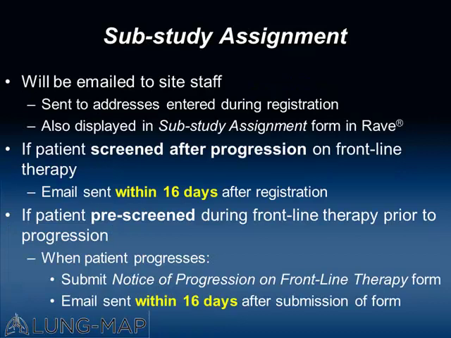So sub-study assignment will be both emailed to the primary and backup emails entered during the registration and displayed as well on the sub-study assignment form in Medidata Rave. The time frame for email receipt depends on the patient's frontline therapy progression status that was entered at registration. So if the patient progressed prior to registration, and assuming tissue was submitted 1 day after registration, the assignment will be sent within 16 days of registration. If the patient progressed after registration, at which point the site would submit the progression notice form, the assignment will be sent within 16 days of that form submission.